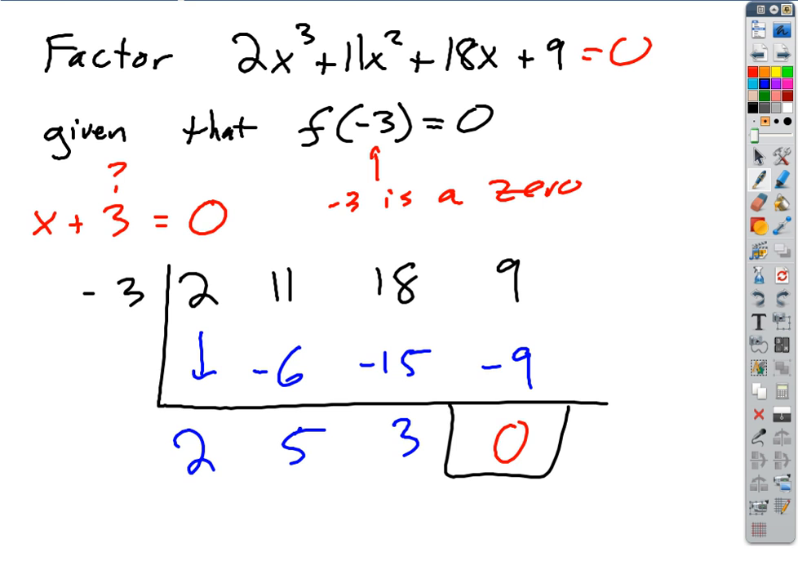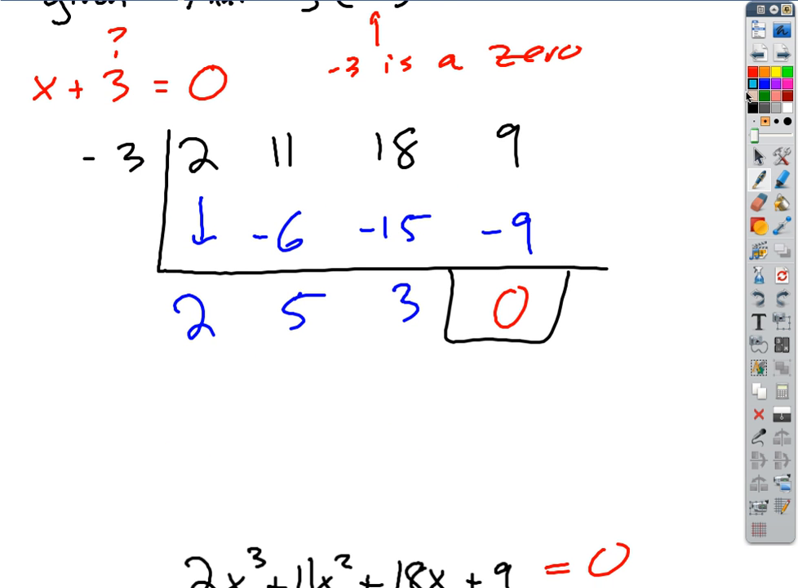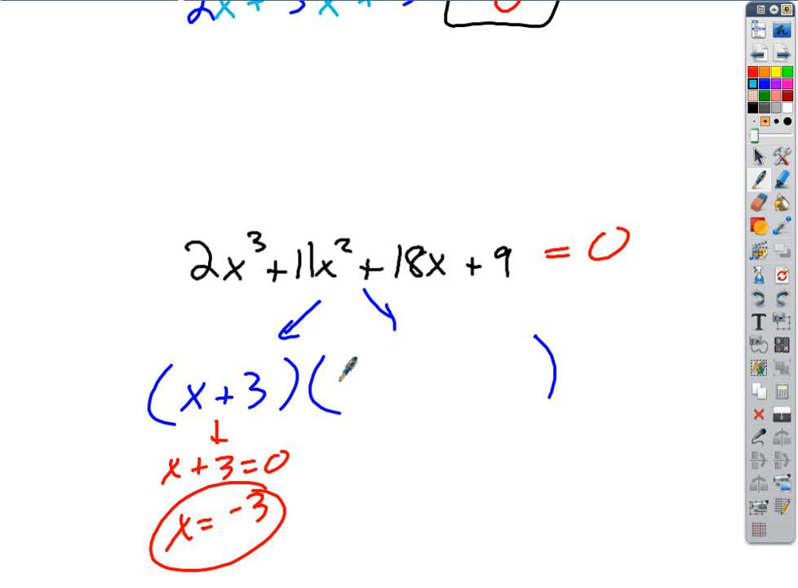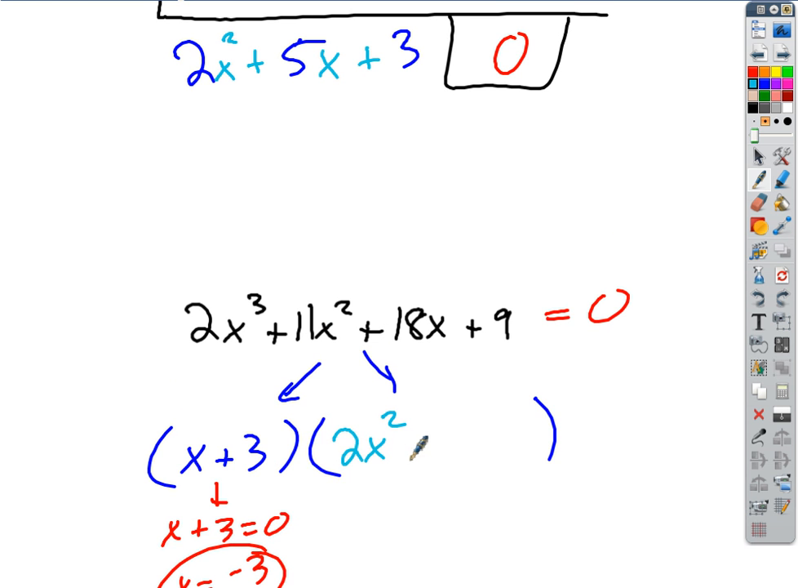Now remember what that means. That's my constant, that's the coefficient of x, that's the coefficient of x squared, right? Okay, so then that's got to be what goes here. 2x squared plus 5x plus 3, right?